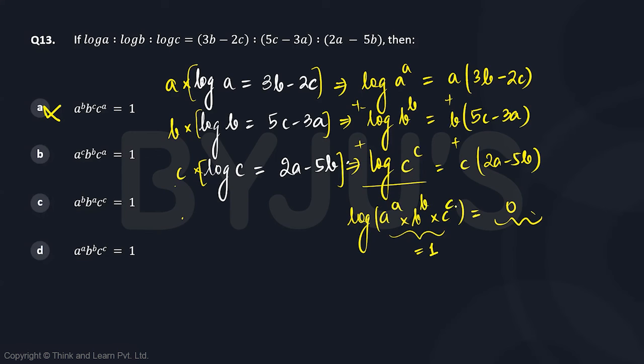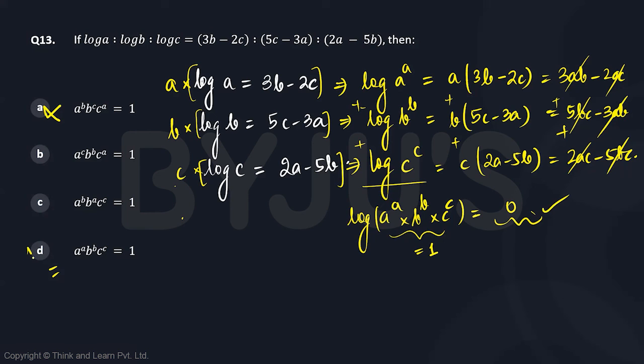And let's see if this makes sense. Okay, so we're trying D option first. This is going to give us 3AB minus 2AC. The next one is going to give us 5BC minus 3AB. The next one is going to give us 2AC minus 5BC. So if we add, we will have 3AB and minus 3AB will cancel out, minus 2AC plus 2AC, 5BC minus 5BC. So we'll get the RHS as 0. So option D makes sense.